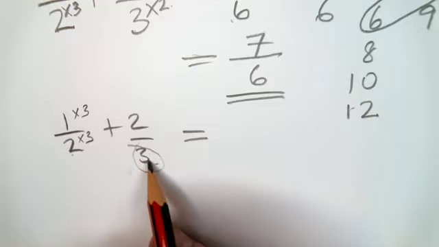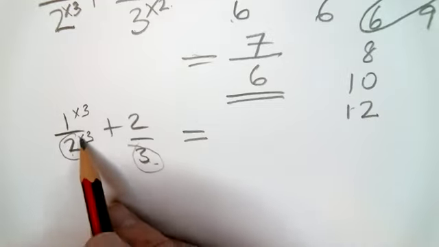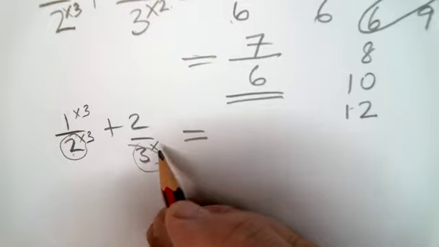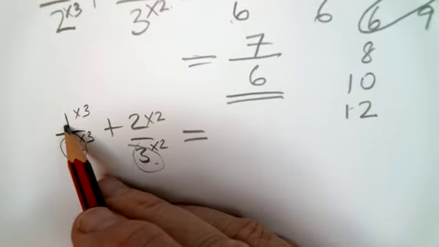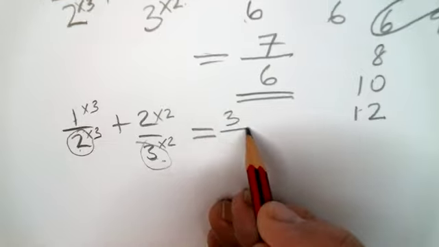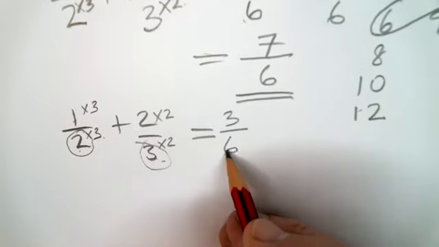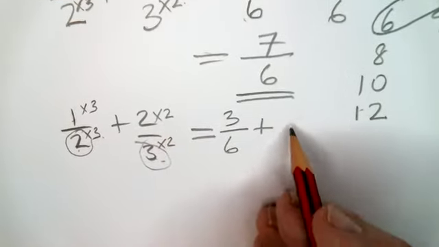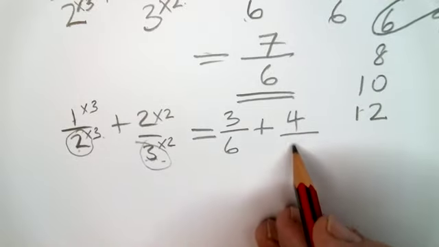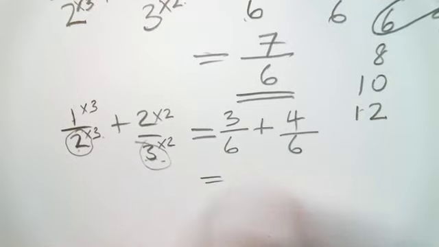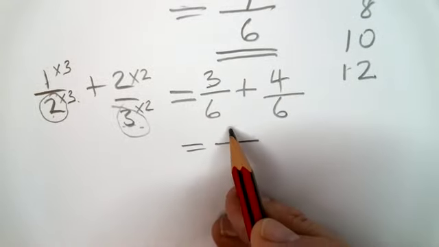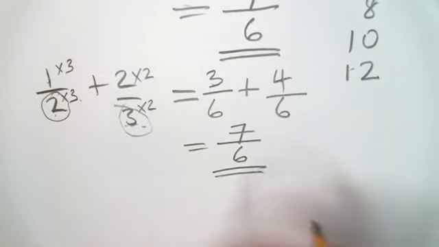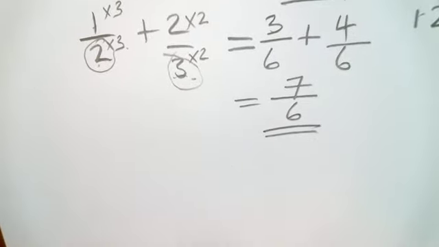And I look at this one here and say, I want to make this 6. What do I multiply it by? I multiply everything by this number here, 2. So that times 2, and that times 2. And straight away, we're going to end up with 1 times 3 is 3, over 2 times 3 is 6, plus 2 times 2 is 4, over 3 times 2 is 6. And we're back where we started, everything's over 6, 3 and 4 is 7, and we've got our answer.